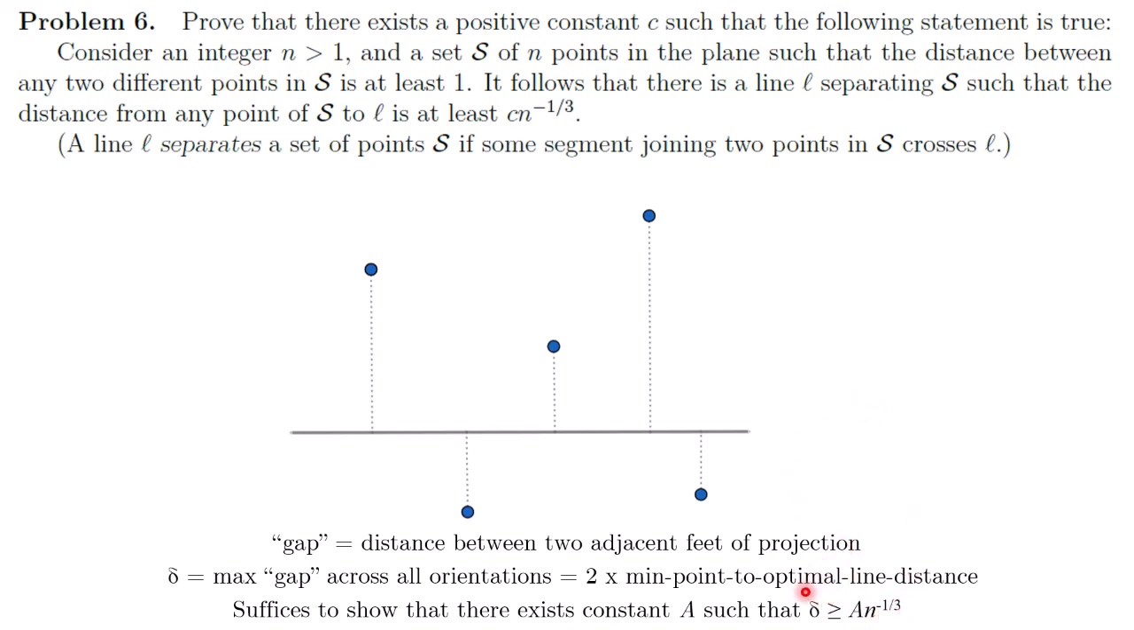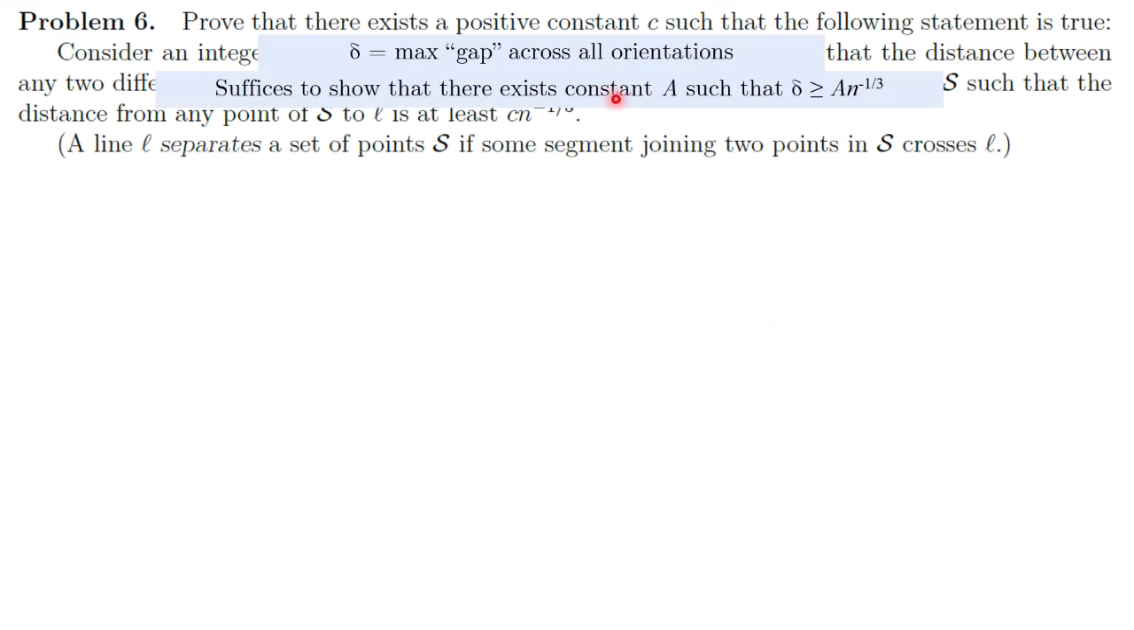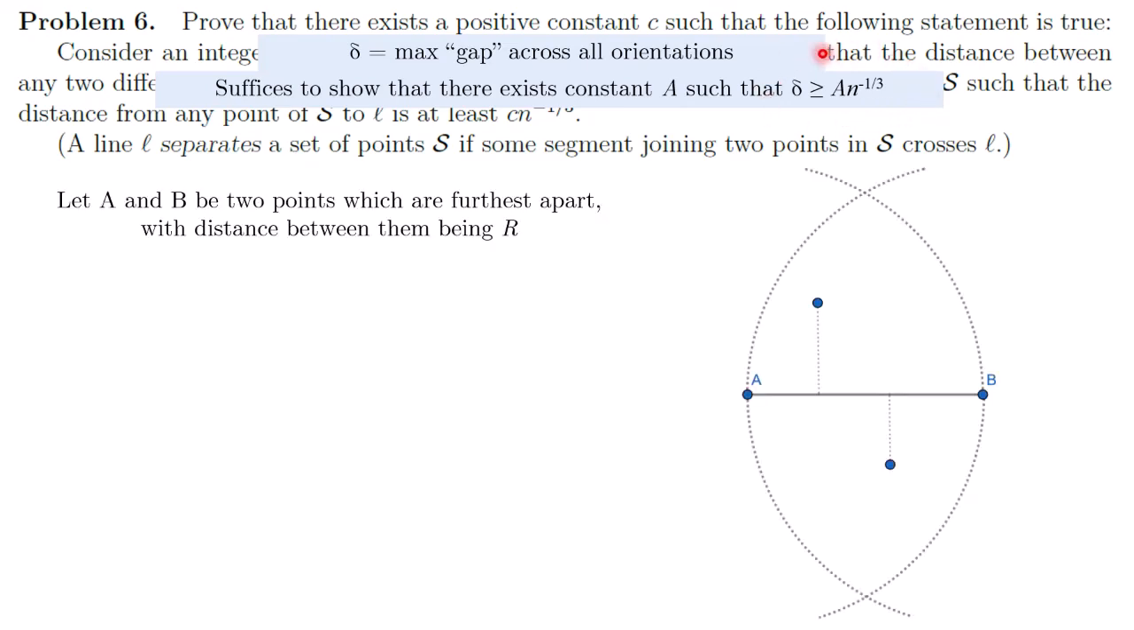In this way, we have reformulated the problem in terms of looking at gaps. Okay, I'm going to put what we just discussed here because this is what matters to us. Look at the maximum gap across all orientations, find a constant such that the delta is at least this. Okay, now we can approach the problem proper.